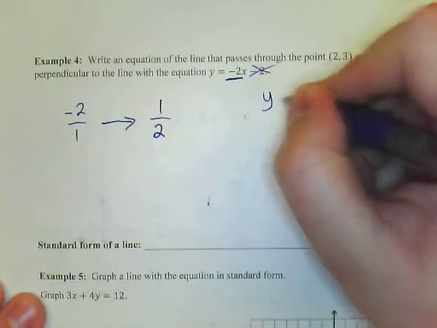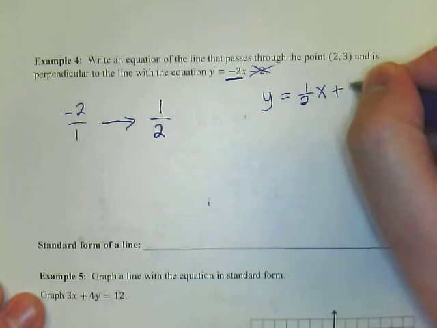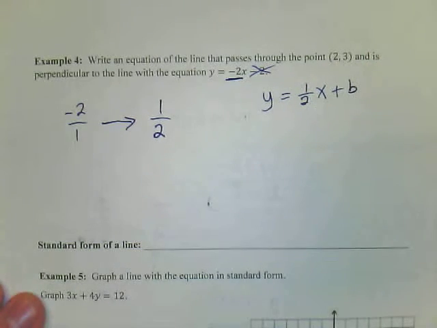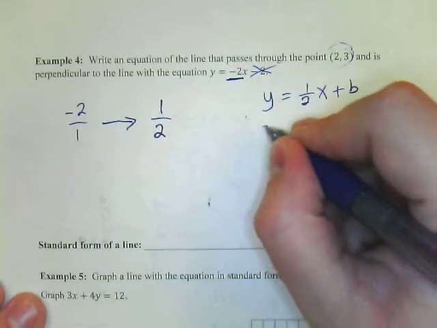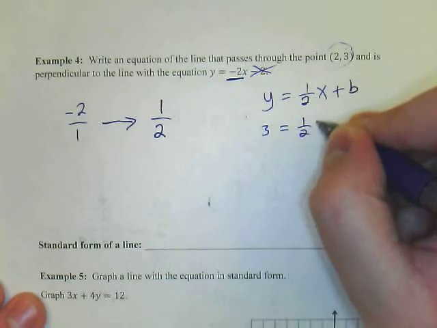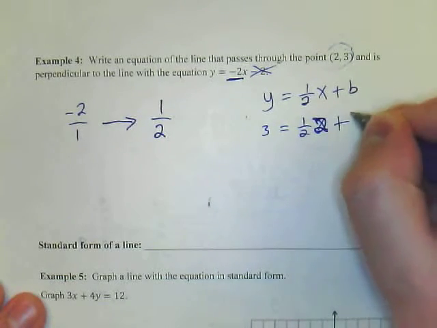So when we set up our equation, y equals 1/2 x plus b. Again, we don't know what b is yet, but we can find that by plugging this point into the equation. So the y value is 3. The x value is 2, so we'll put a 2 there instead of x, plus b.